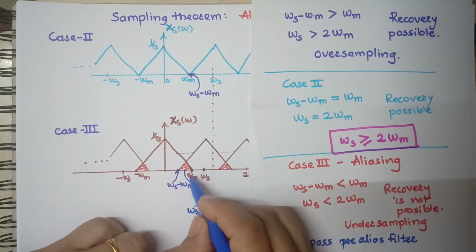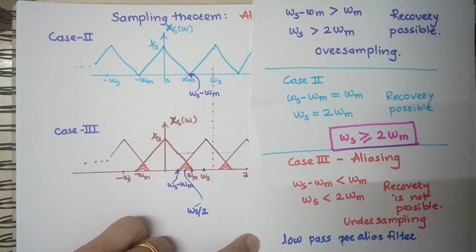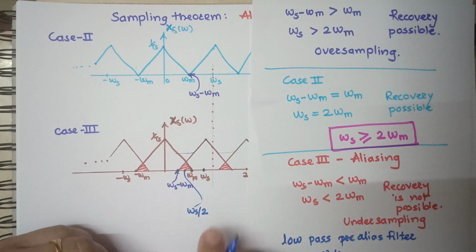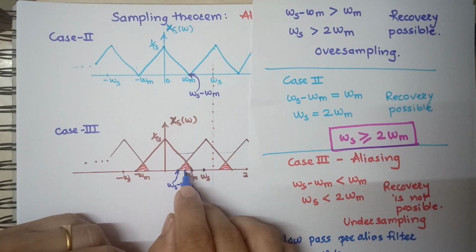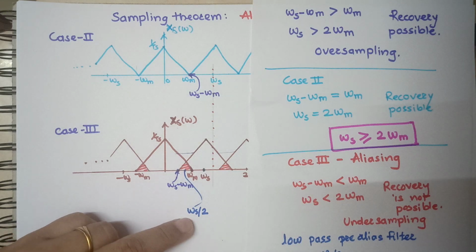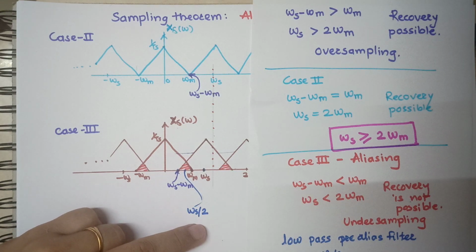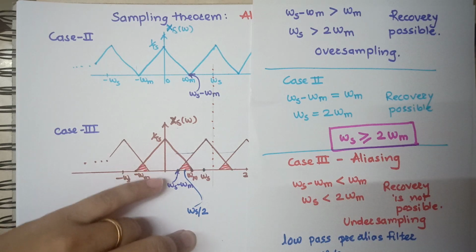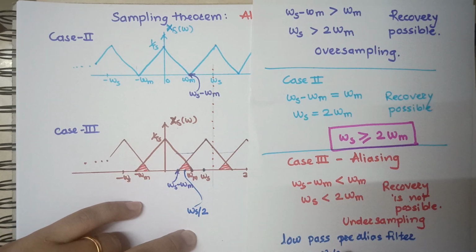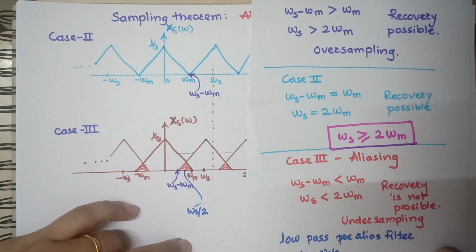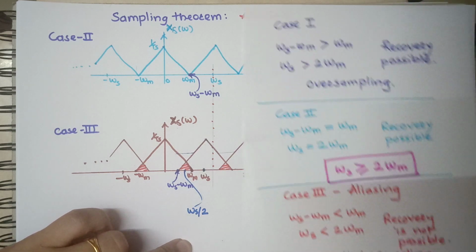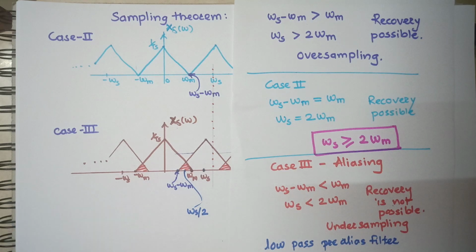The filter has cutoff frequency omega s by 2, so that components greater than this point will be cut off and the signal will be band limited to omega s by 2. Then you can sample this signal to get an aliasing free signal spectrum. So this was the concept of aliasing in sampling.